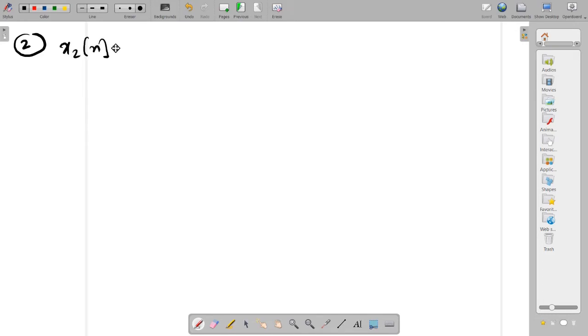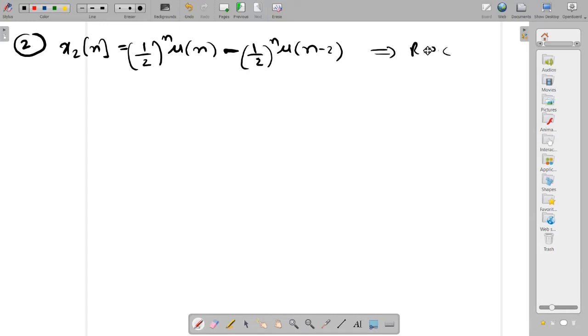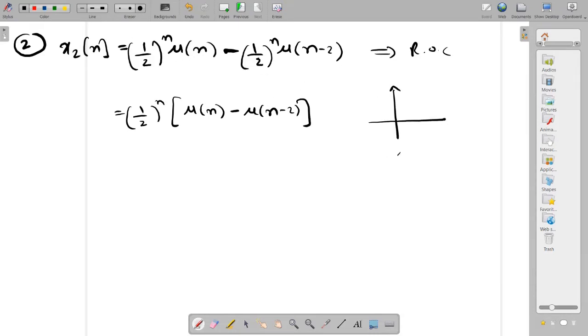Second sum, x2 of n is equal to half raised to n u of n minus half raised to n u of n minus 2. Okay, only find the ROC, don't find the z transform. Fine. So what can I say? I can see half raised to n common over here, so I will say half raised to n times u of n minus u of n minus 2. Okay, what is u of n minus u of n minus 2? I think by now you should be able to do it.